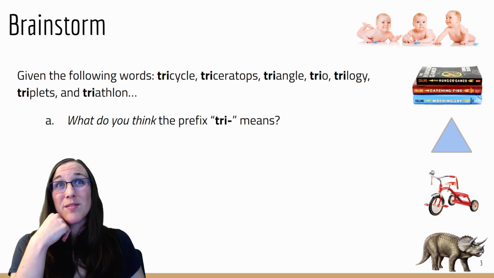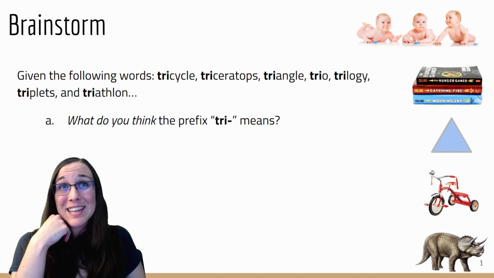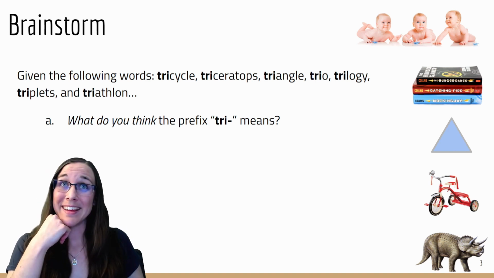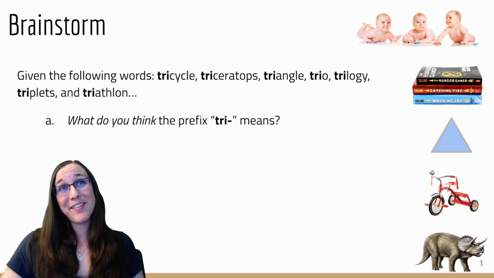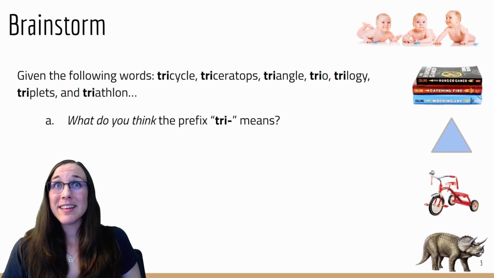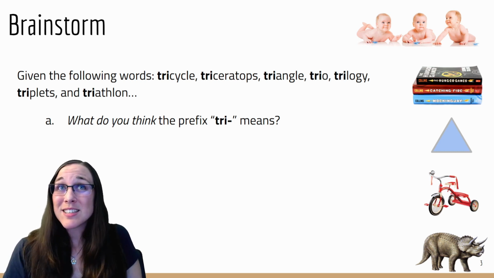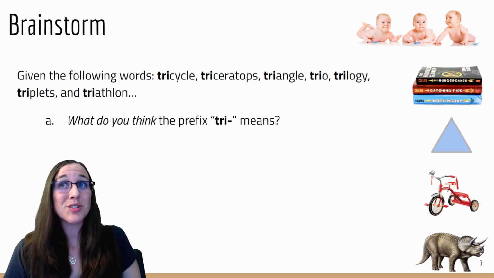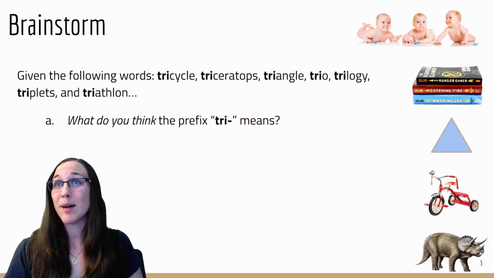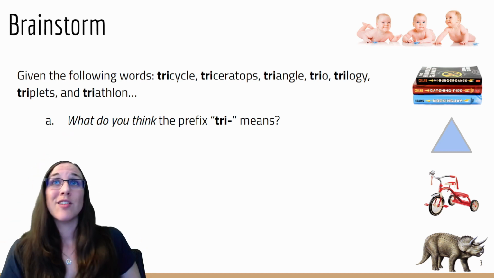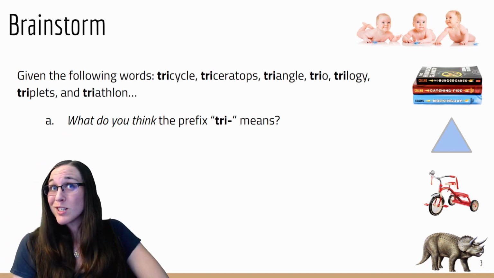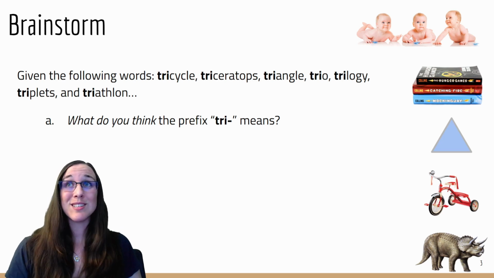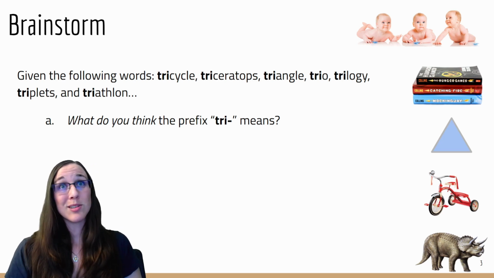It also kind of reminds me of the word drei in German. Tri, drei. They sound very similar, so it's convenient for us German speakers. Anyhow, tri as a prefix, if it's in front of anything, means 3. So tricycle, there's 3 wheels. Triceratops, there's 3 horns. Triangle, there's 3 points. Trio, like the 3 Musketeers. Trilogy, that's 3 books. Triplets, 3 babies.